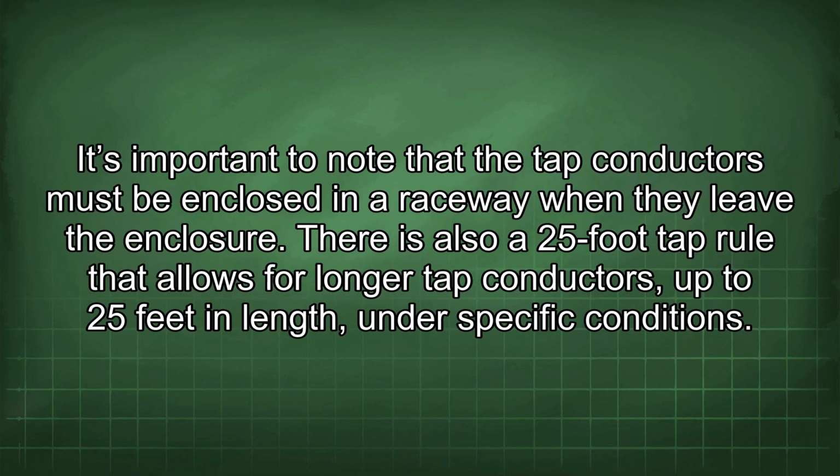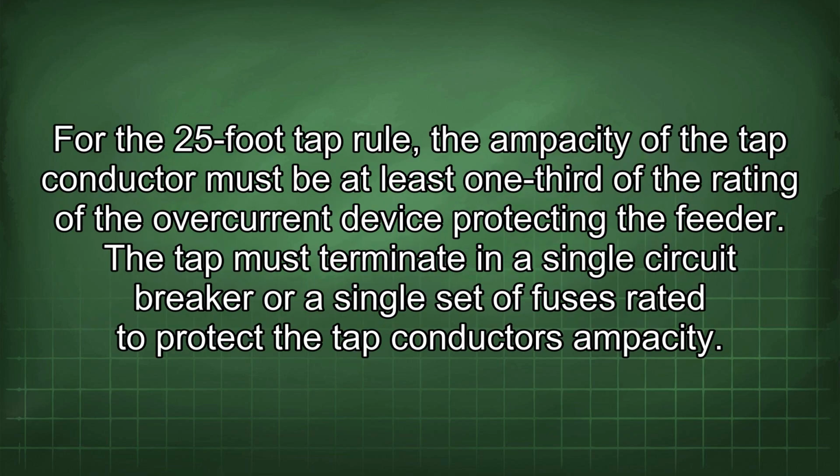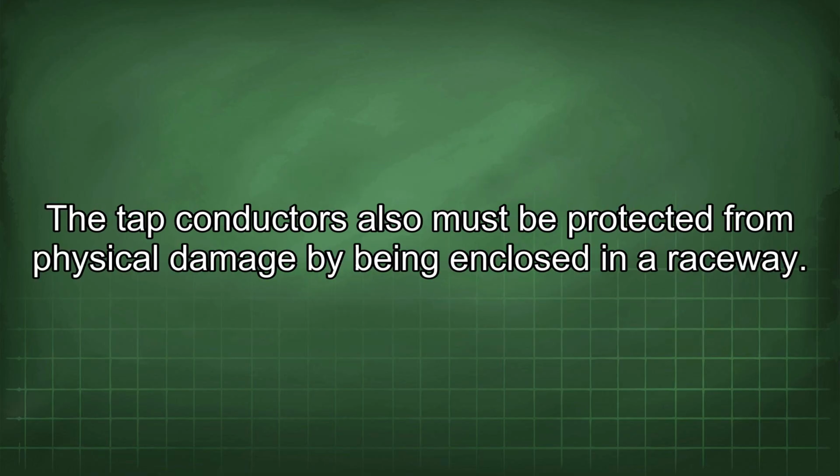There is also a 25-foot tap rule that allows for longer tap conductors, up to 25 feet in length, under specific conditions. For the 25-foot tap rule, the ampacity of the tap conductor must be at least 1/3 of the rating of the overcurrent device protecting the feeder. The tap must terminate in a single circuit breaker or a single set of fuses rated to protect the tap conductor's ampacity. The tap conductors also must be protected from physical damage by being enclosed in a raceway.